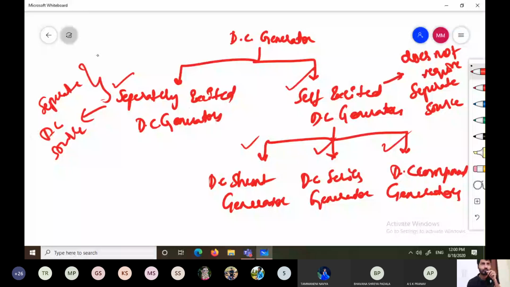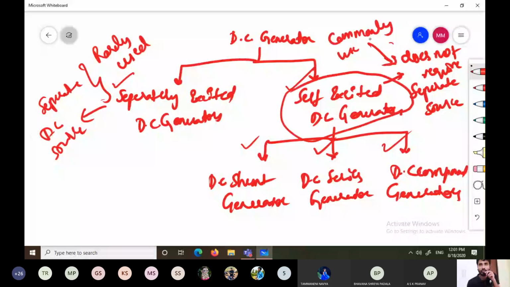These are rarely used. This is very commonly used. Why? Because it doesn't require a separate DC source. So that means the cost is very less for this type of self-excited DC generators. These are commonly used. So under this, self-excited DC generators are classified into three types.